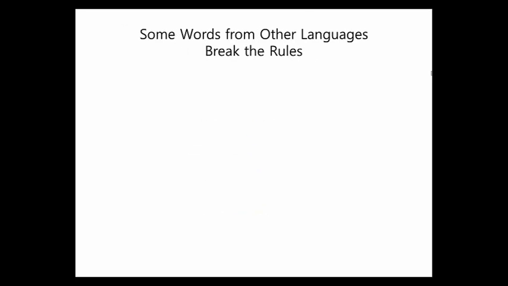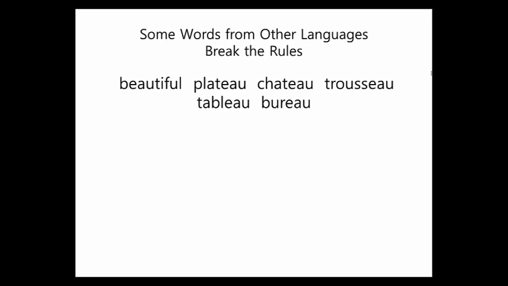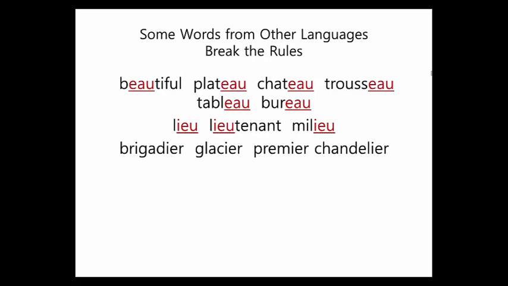Though knowing the rules can help students to divide most words in the language correctly, some words from other languages break the rules. For example, there are some words from the French where 3 vowels together will make one sound. And though we know that IE at the end of a word usually makes 2 sounds, these words from the French have an IER ending that makes 1 sound.